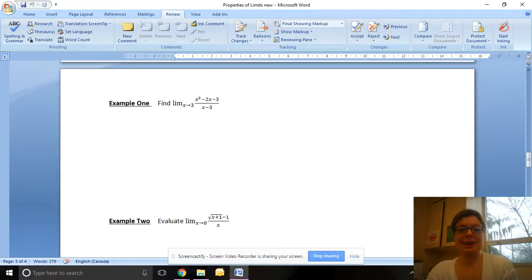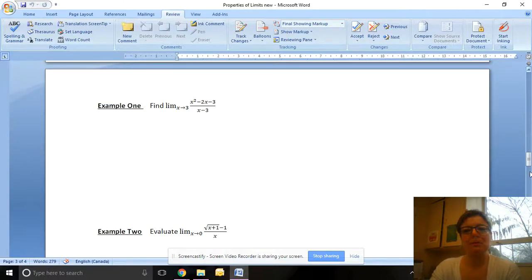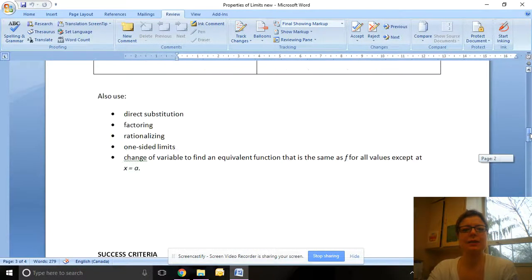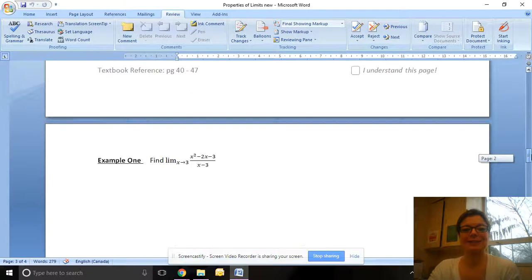Hi everyone, so now we're going to go ahead and do these examples on the properties of limits. We're going to go through and actually find a whole bunch of limits using these different techniques.